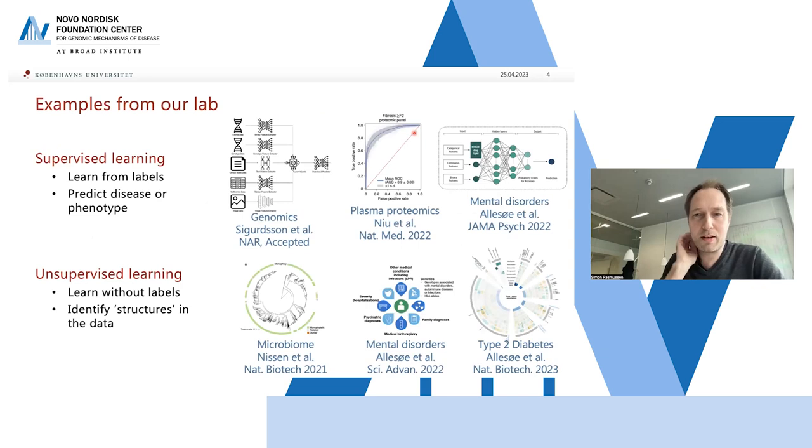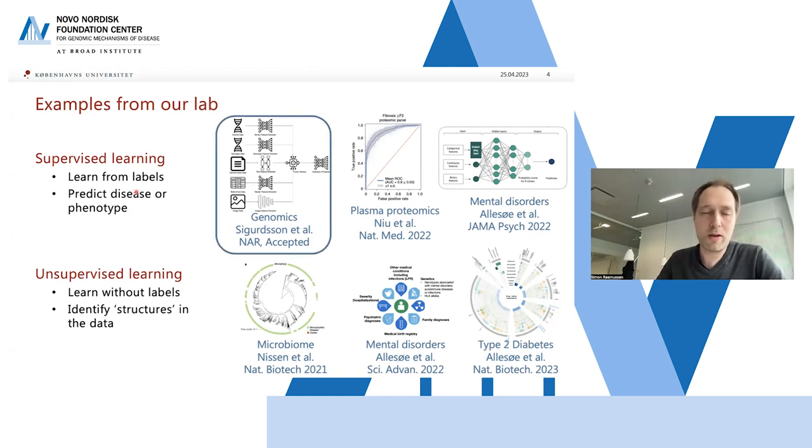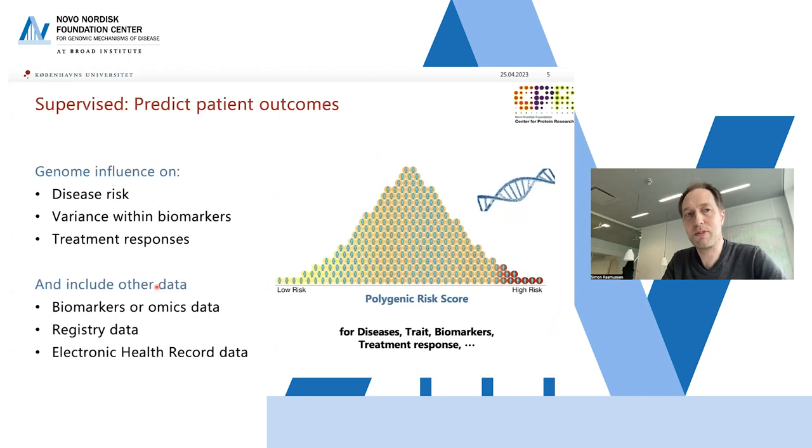And here I have some examples from my lab. I will not talk about all of them, but just briefly mention that we can basically divide it in two different approaches. So one is supervised and another one is unsupervised or self-supervised learning. I will talk here within the supervised learning, where we're basically learning from labels we have on the data. I'll talk about a paper we just had accepted this morning, actually, where we are integrating genomics with other types of data. And then in the second half of the talk, I'll talk about how we're using unsupervised learning to integrate data and to learn from across many different types of data.